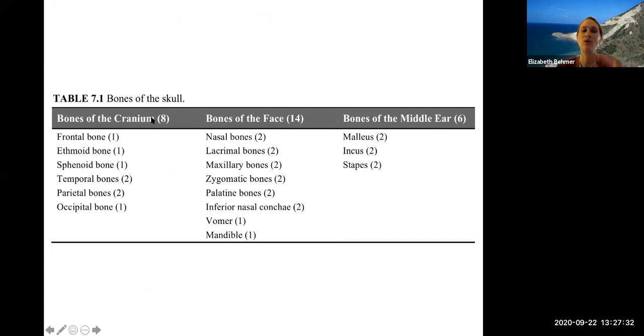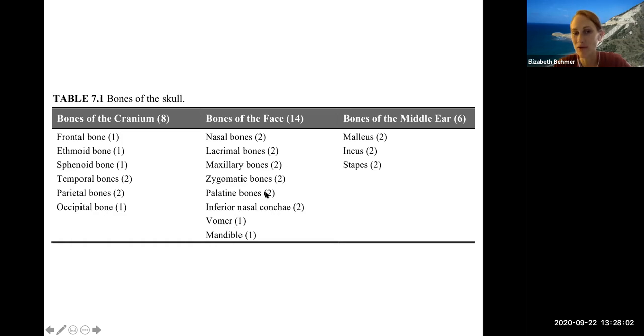This describes what I just talked about, how many bones of the cranium there are. Keep in mind which bones are paired. We say a bone is paired if there are two of them. So you have two temporal bones because you have one on each side by your ears. You have two parietal bones because they go up the sides of the skull. Every other bone of the cranium is not paired. Then the bones of the face are all paired except for the vomer and the mandible. We'll talk about what the vomer is.